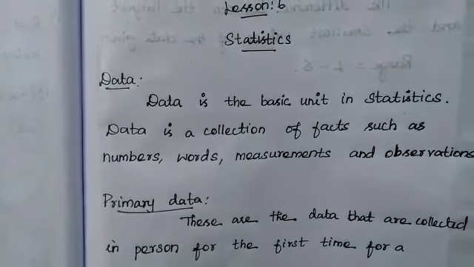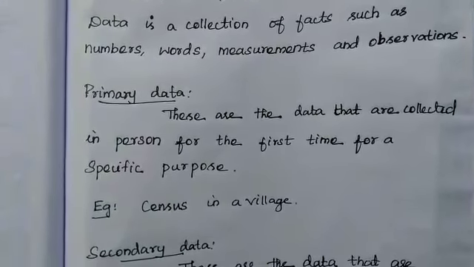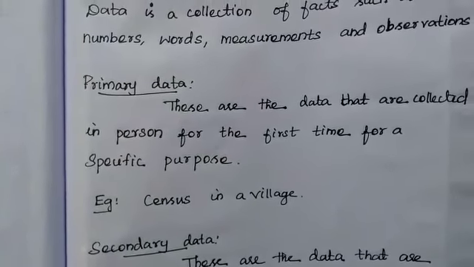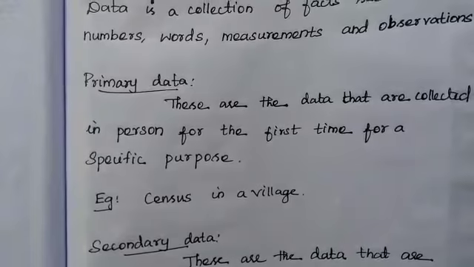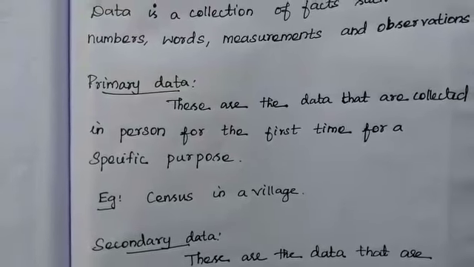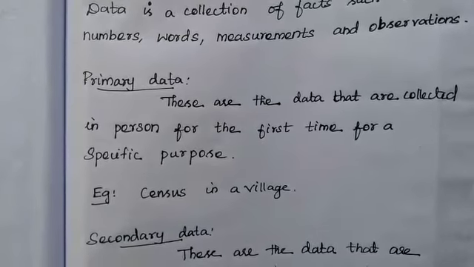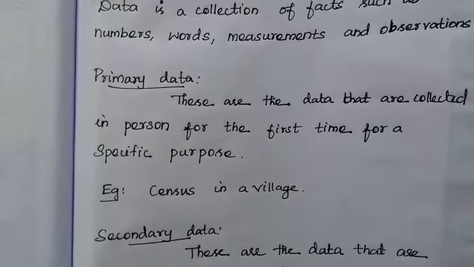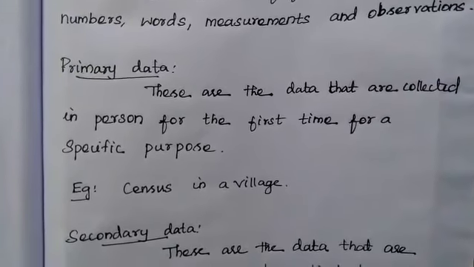Okay. Now, first, there are two types of data. The first one is primary data. Primary data means the data that are collected in person for the first time for a specific purpose. What does that mean? For example, if you are a class leader and your classmate asks you to collect the maximum marks of your class students, that is the first time you are collecting the data. That one is primary data.